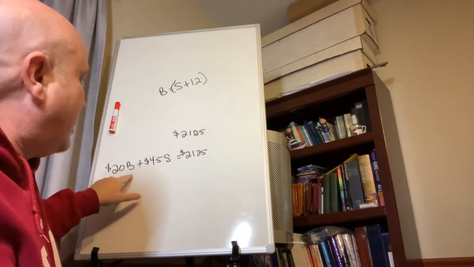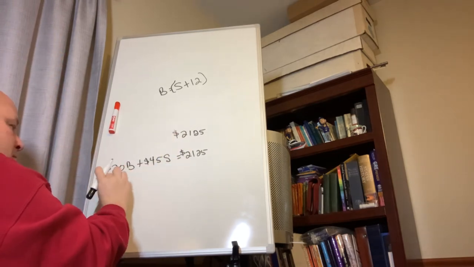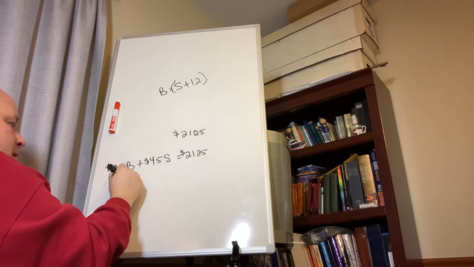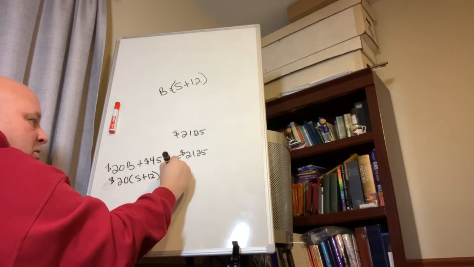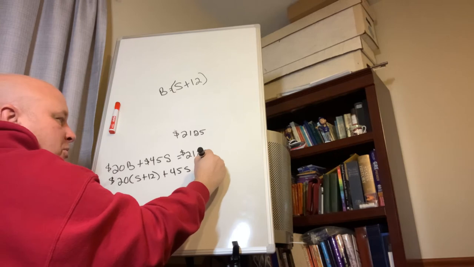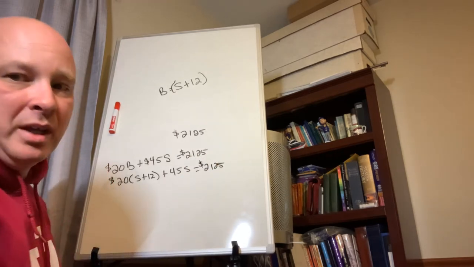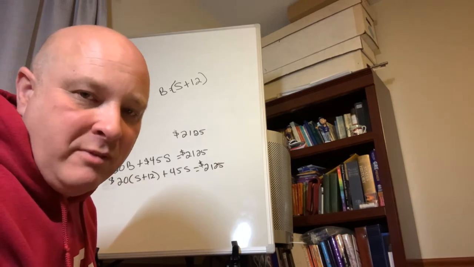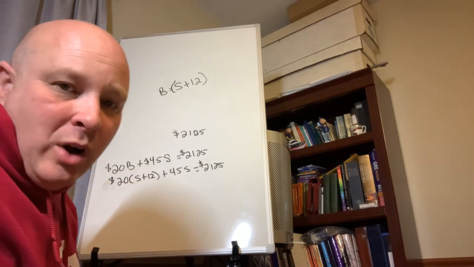Okay, $20 times B is now going to be $20 times S plus 12, plus $45 times S equals 2125. Okay, so now I don't have a two variable question, I've got a one variable question. So I've got 20 times S plus 12, I have to distribute.